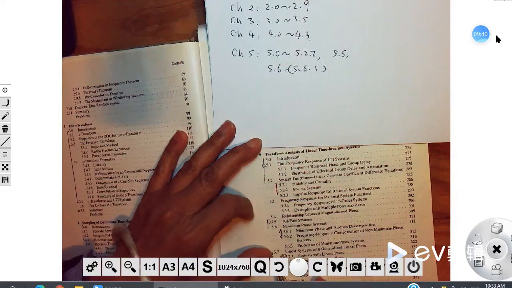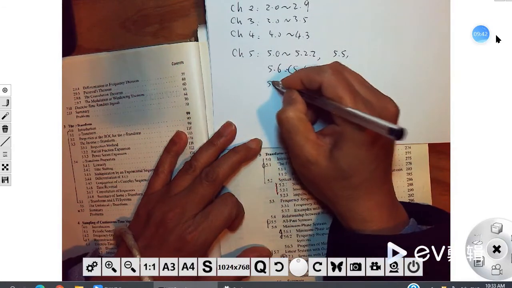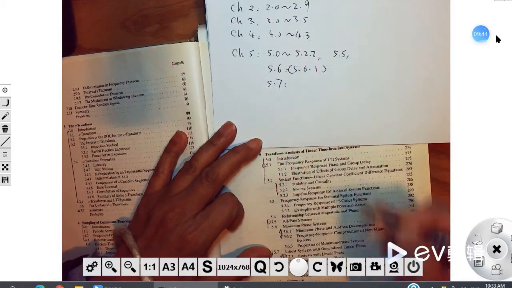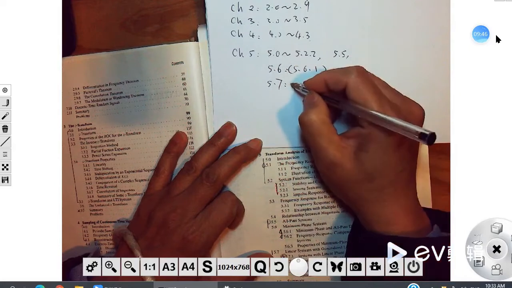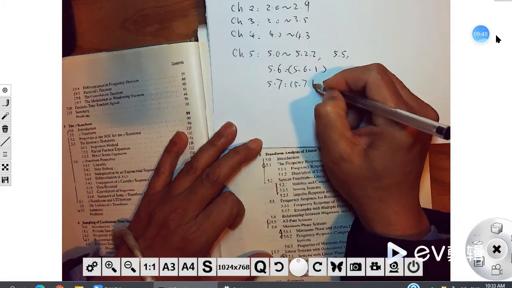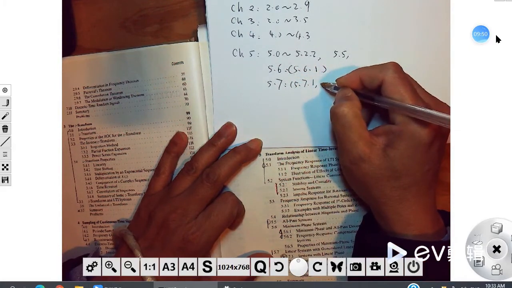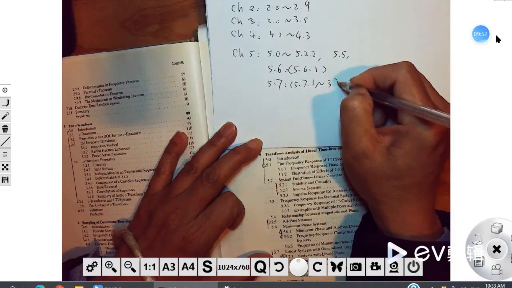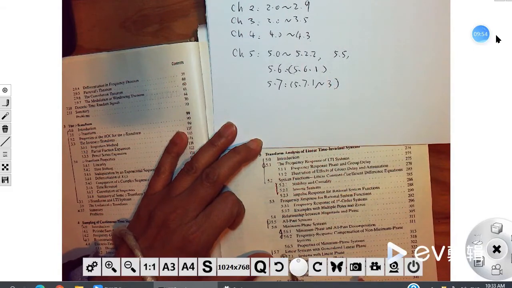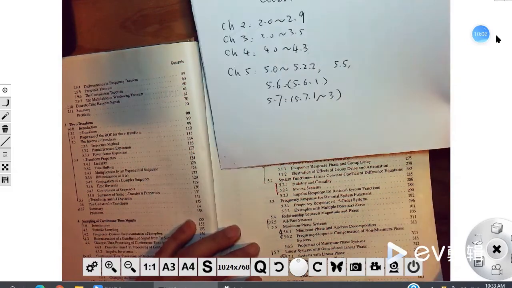And then section 5.7, we have 5.7.1 to 5.7.3: systems with linear phase, generalized linear phase, and partial generalized linear phase systems. Okay, so this is chapter 5.